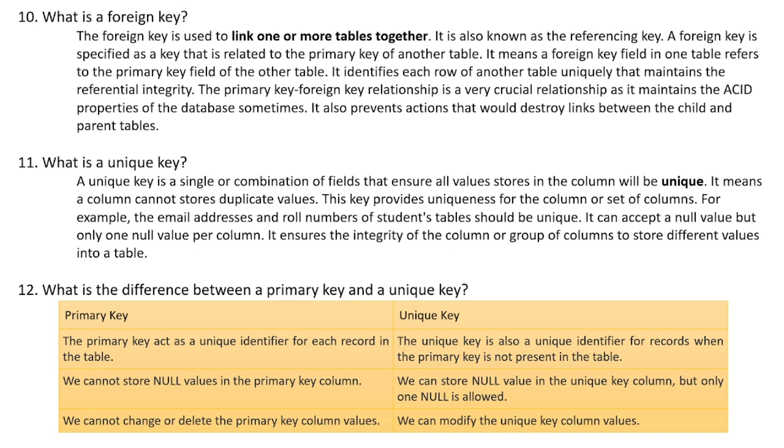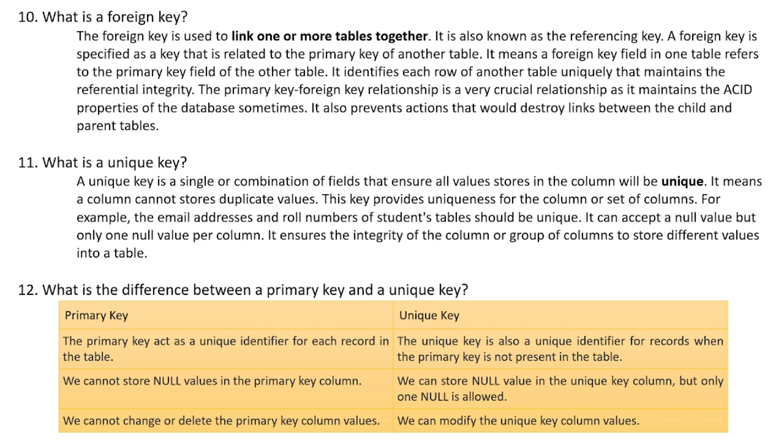For example, the email addresses and roll numbers in a students' table should be unique. It can accept a null value, but only one null value per column. It ensures the integrity of the column or group of columns to store different values in a table.